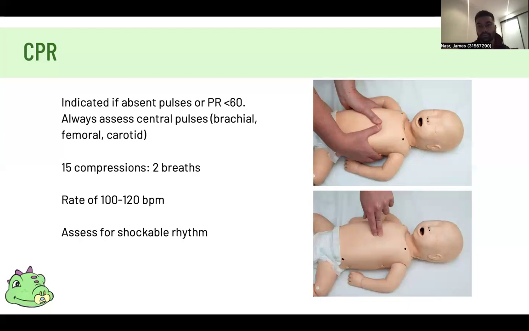The technique for CPR, the main two techniques are shown on the right. So I think the most commonly used one is the two hands around the baby and using the thumbs, but two fingers would work as well, just in the center of the chest. The rate is 100 to 120 beats per minute, ideally, and then also assessing for any shockable rhythms as well.